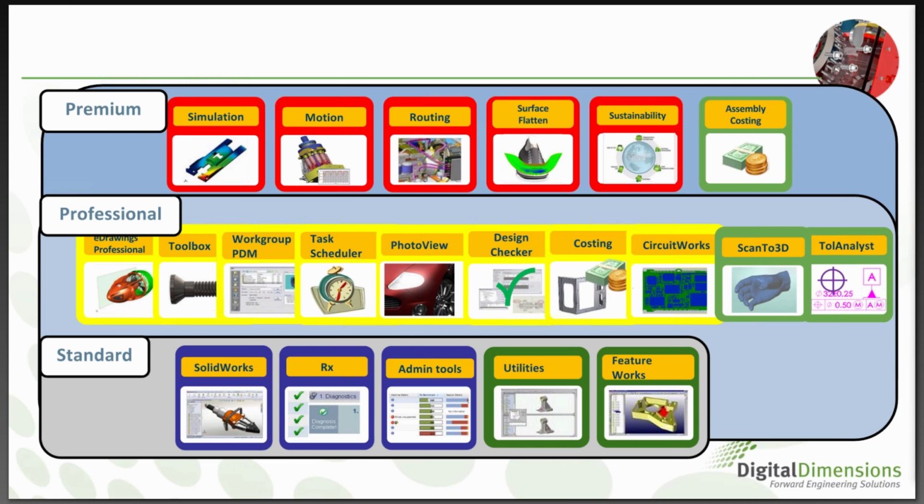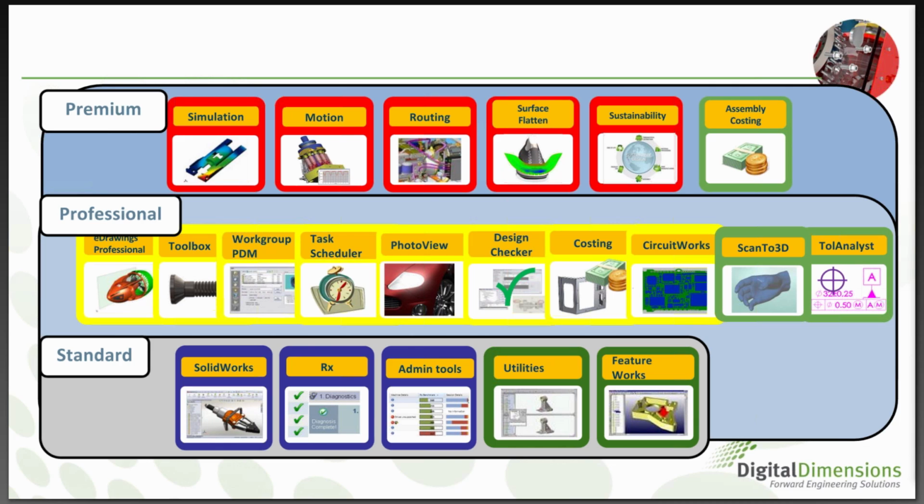Now, these did come out of the professional package, so to replace them in the professional package, what you've seen is the Scan to 3D and the Tolerance Analyst have actually been moved out of the premium package. So to replace the utilities and FeatureWorks in professional, we're now seeing Scan to 3D and Tolerance Analyst. To take advantage of these, you guys would have to use SOLIDWORKS 2016. So these licenses would not come across to 2015.